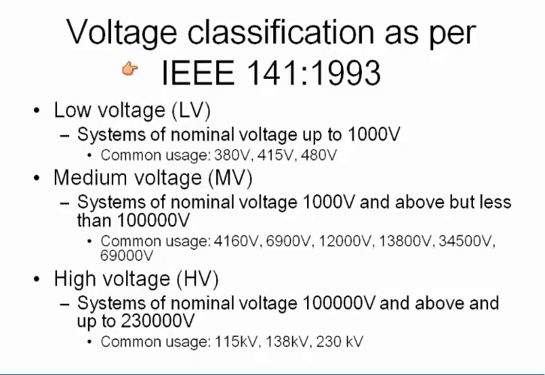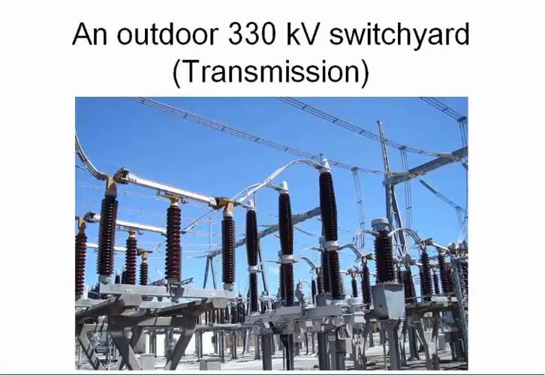So in terms of the IEEE 141 standard, anything less than 1000 volts is low voltage, and medium voltage is 1000 volts to 100 kV. As I mentioned, it could be 33 kV or 66 kV or 100 kV. Anything over 100 kV is classified as high voltage. Now this is a 330 kV switchyard. You have your isolators, circuit breakers, CTs, conductors, and bus bars.